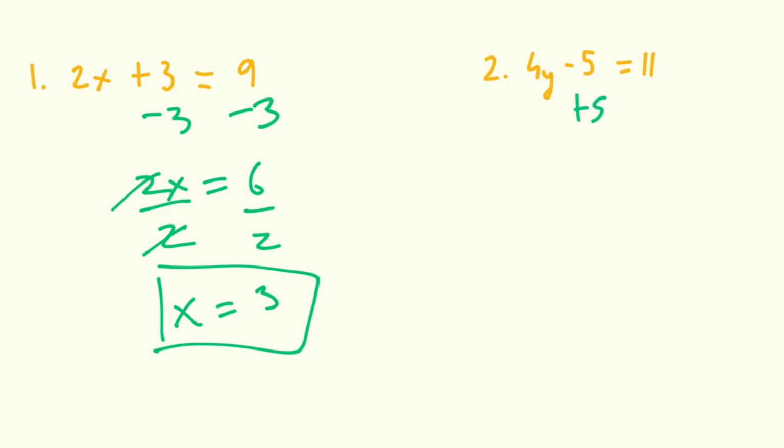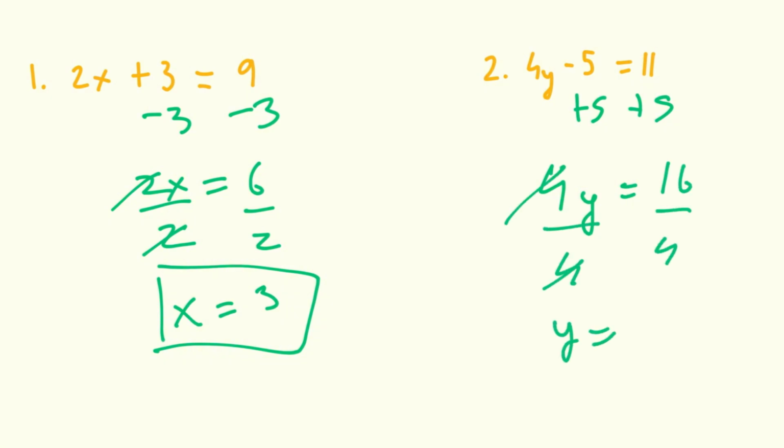Question 2, 4y minus 5 is equal to 11. So plus 5 and then plus 5 here. 4y is equal to 16, divided by 4. The 4's cancel out. Y is equal to 16 divided by 4, which is also known as 4.